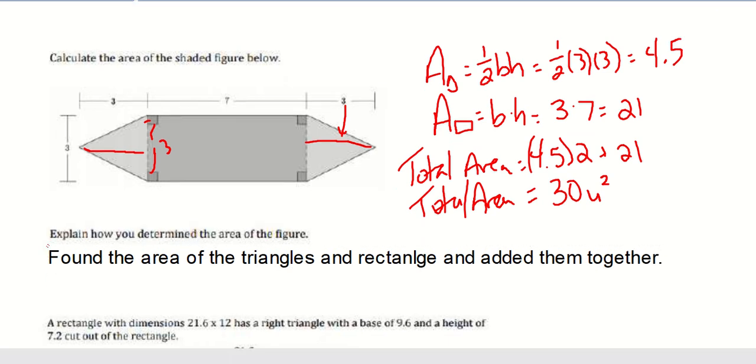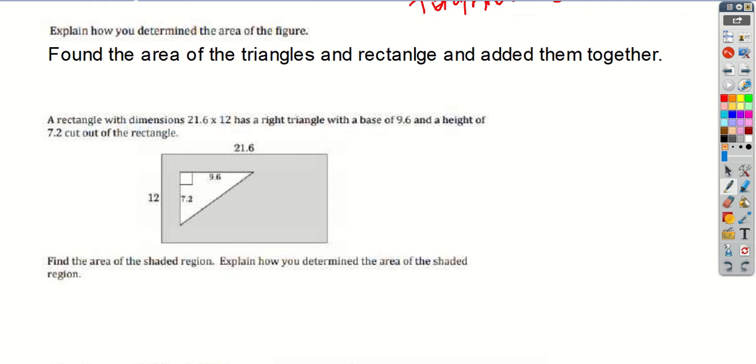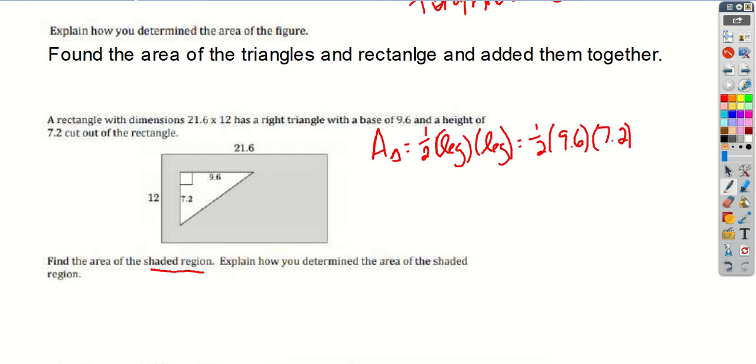All right. And our second one, we want to find the area of the shaded region. So same thing, we got the rectangle, the triangle, we're going to go ahead and find the shaded, so we're going to subtract. So remember, the area of the triangle, because it's a right triangle, is 1/2 the leg times the leg. So that's 1/2 of 9.6 times 7.2. And then the area of our rectangle is base times height, or length times width, depending on how you want to look at it. And that's 12 times 21.6.